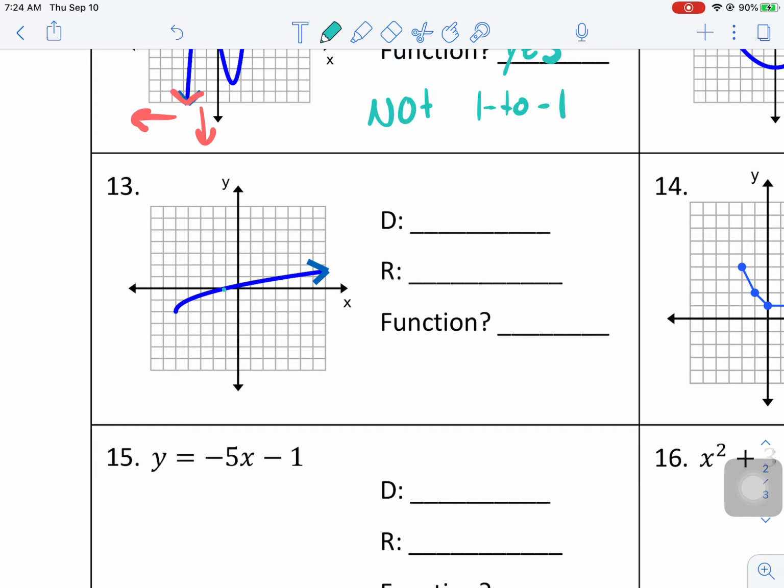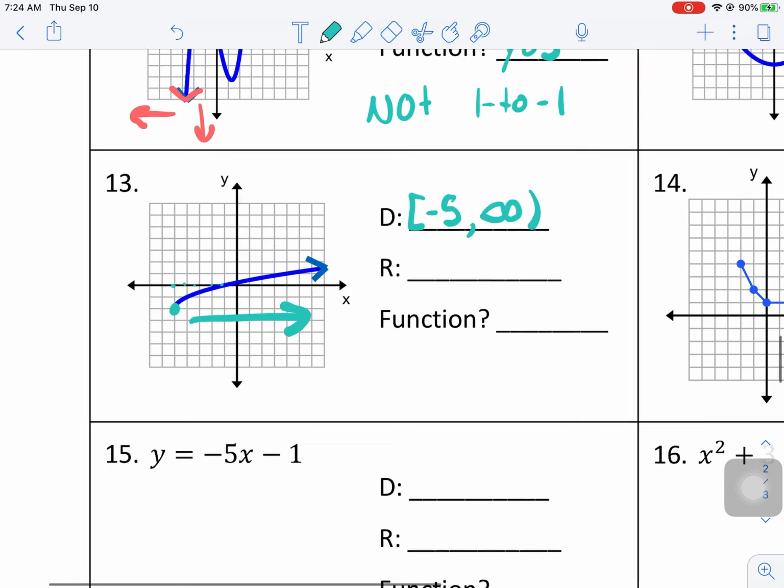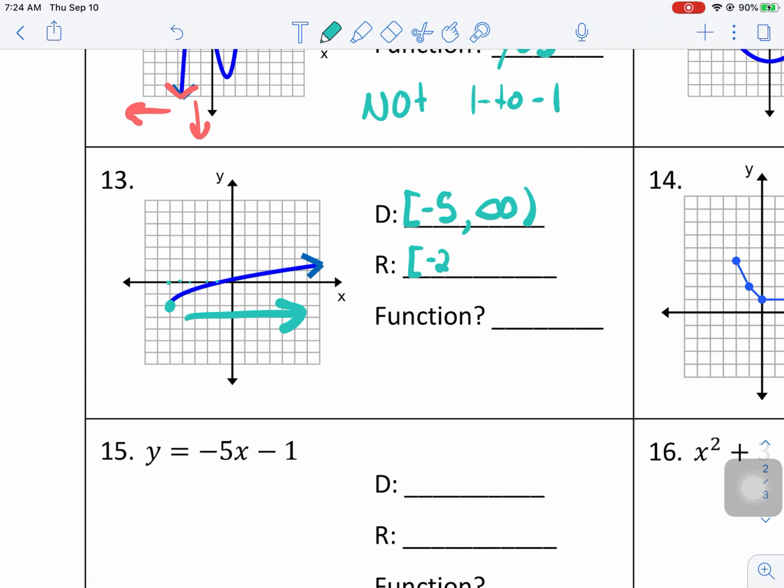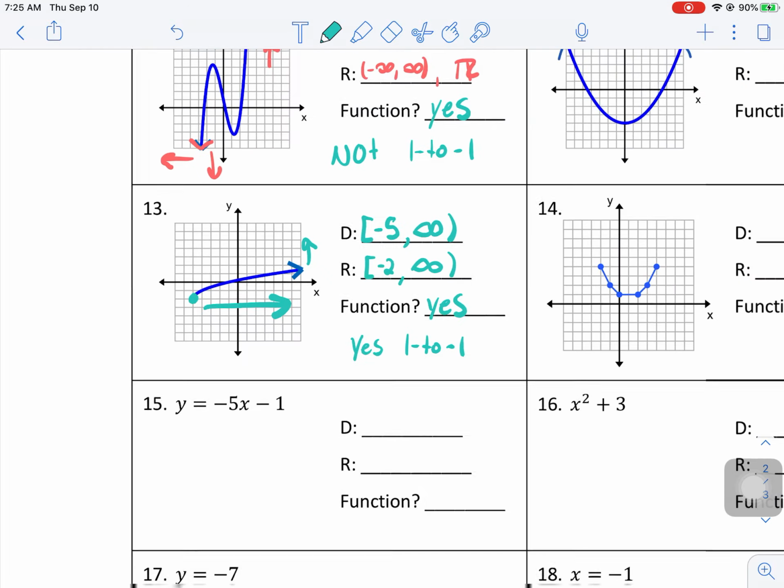So 13, negative 1, if we're looking at the domain, it starts at this point and then goes forever to the right. So negative 1, 2, 3, 4, 5 would be the starting point. And then the ending point, it doesn't have one, so it's going to go into positive infinity. Same idea with the range, right? The starting point right there is at negative 2, and then it's going to go on forever in an upward direction, so then the range is going to positive infinity. Is this a function? Yes, would pass the vertical line test. Is it one-to-one? Yes, okay. It's also one-to-one because it would pass the horizontal line test as well. Okay, so those are the things you need to be looking for when you're doing these questions.